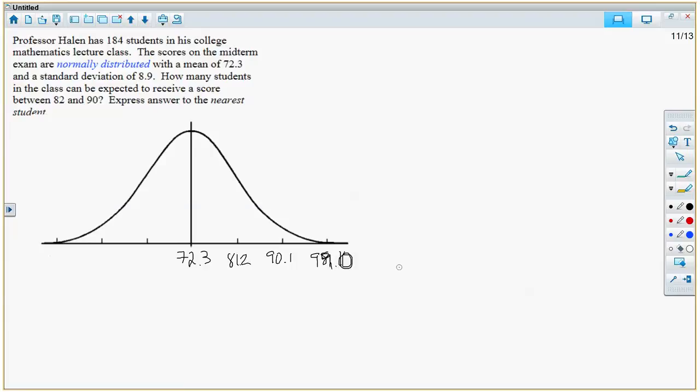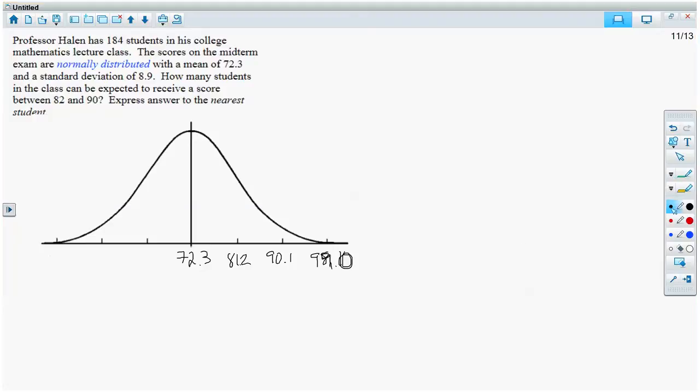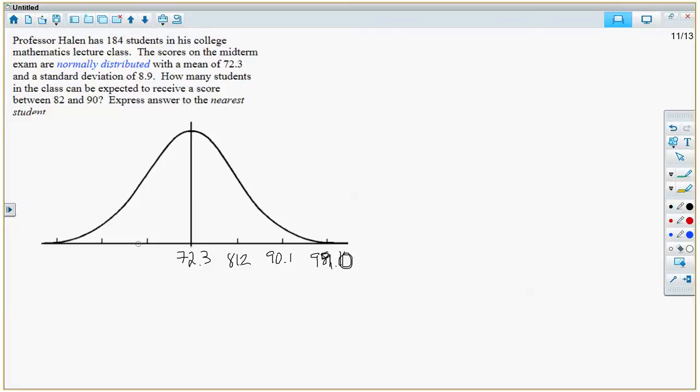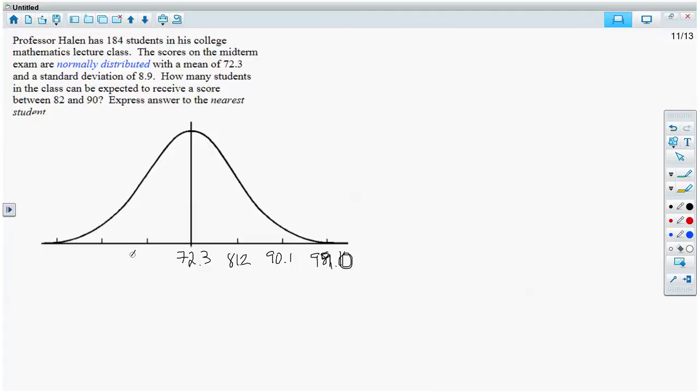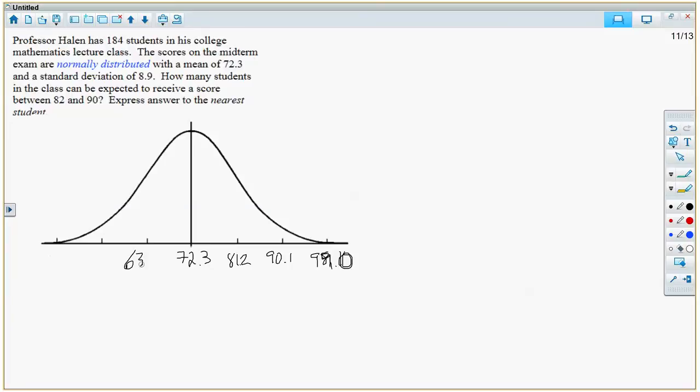Okay, thanks for the misinformation. You're welcome. All right, now subtract. Give me those three numbers. 63.4. And 54.5. And 45.6.